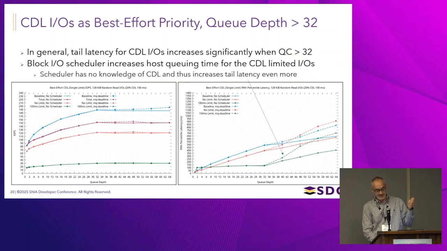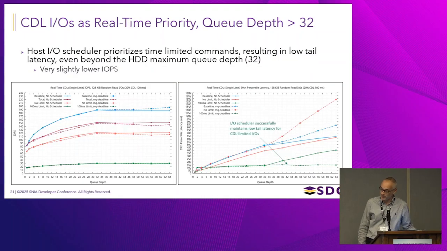Remember, a CDL is a hint to an IO priority, so those 100 millisecond limited commands, if you issue them with a high priority, they go first, and you maintain your 100 millisecond tail latency that you want. So even going further beyond what the drive can do, with higher queue depths, you can still maintain your target tail latency by also combining CDL with IO priorities that the scheduler understands.